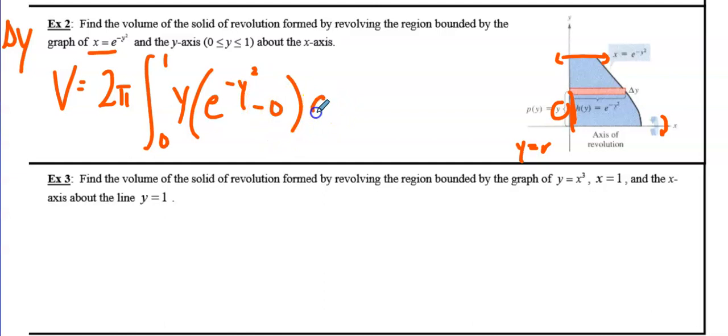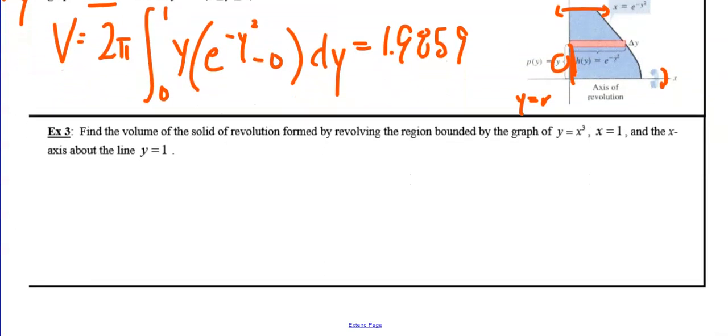After that, we just have to do our width, the width of our rectangle, which is going to be our delta y. I know I did that one much, much faster, so hopefully that made sense to you guys. And the calculator gives you 1.9859. So let us go through one more question.